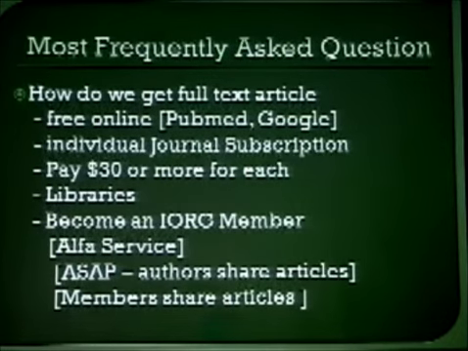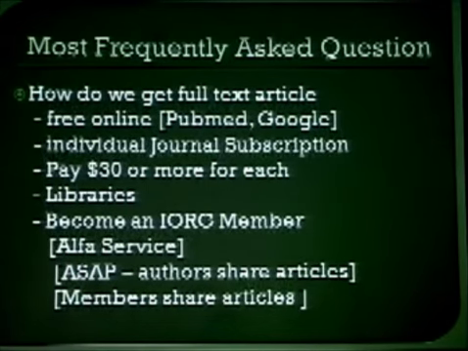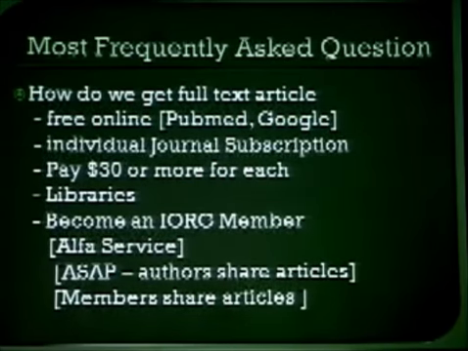These are the frequently asked questions. How do we get full articles? A few of the articles are free online. You can have an individual journal subscription, you can pay, you have libraries that can provide them. You can become an IRG member, which provides the following services. We also provide full text articles through this, where we request the authors to deposit their articles in our database, and if a member requests, we provide the article. Members also share articles amongst themselves.